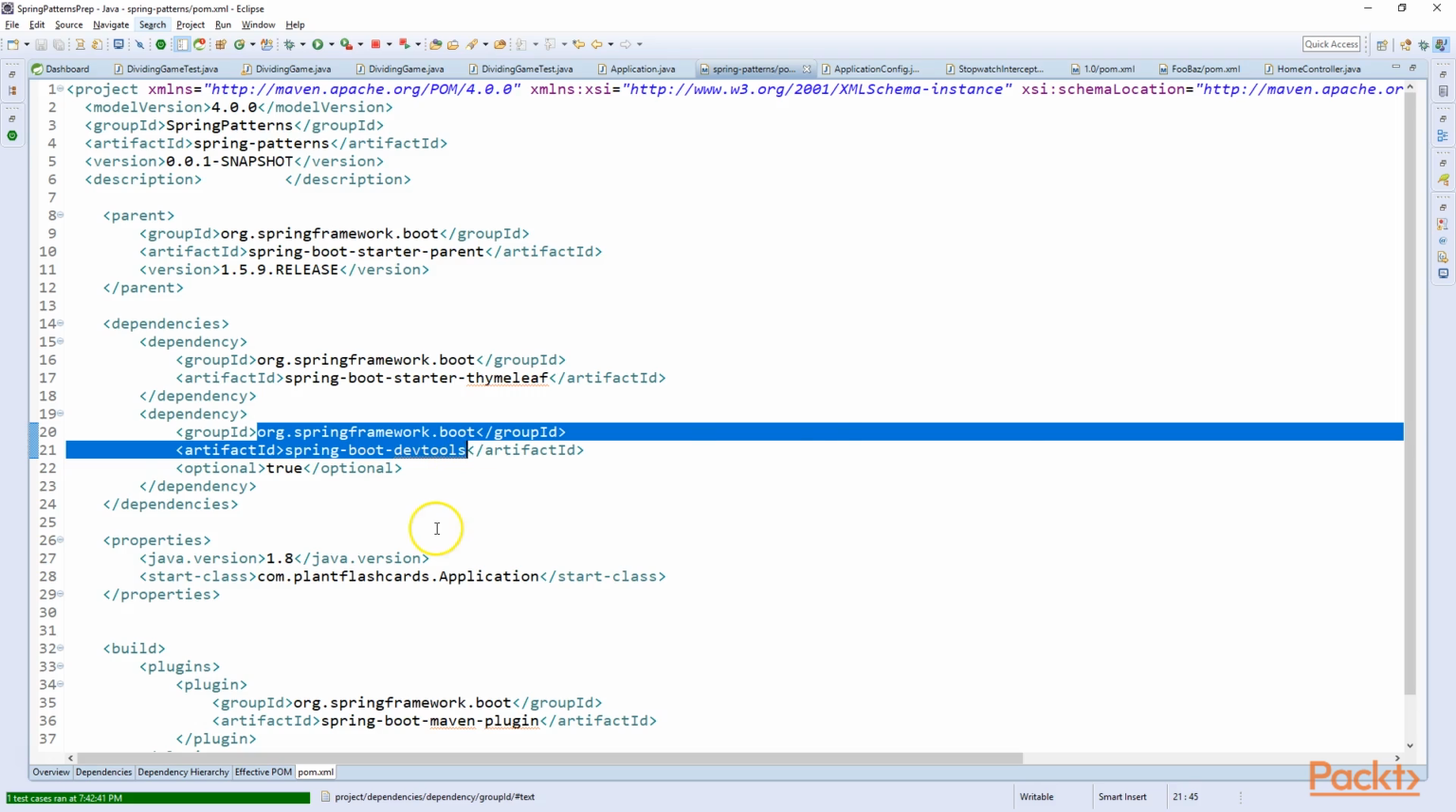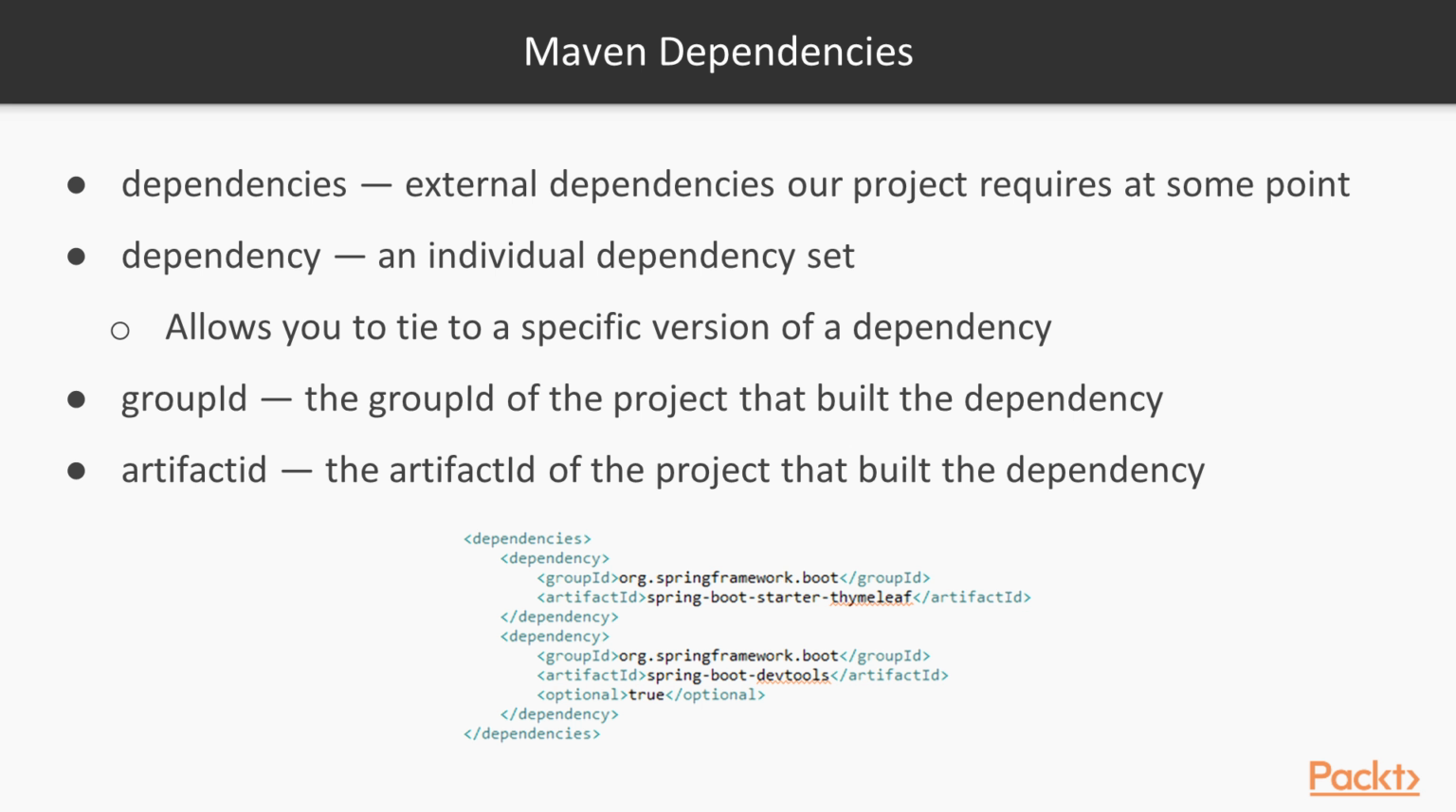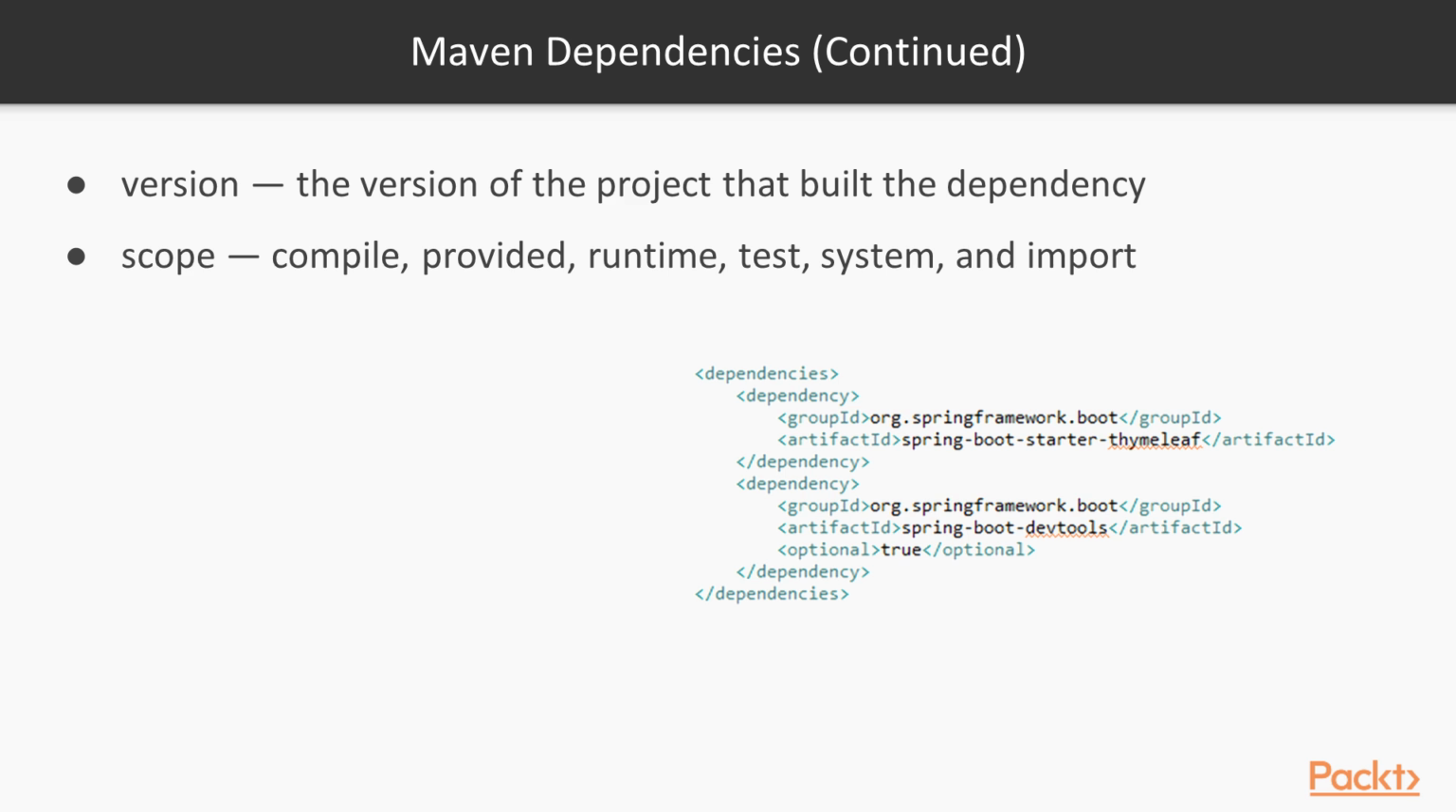So a few things that we have: group ID, artifact ID, version. Scope, we can also specify. We haven't specified it in our case, so it's going to go to the default scope, which is compile. That means this dependency is available on all class paths. There are a few other scopes that we can specify if we want.